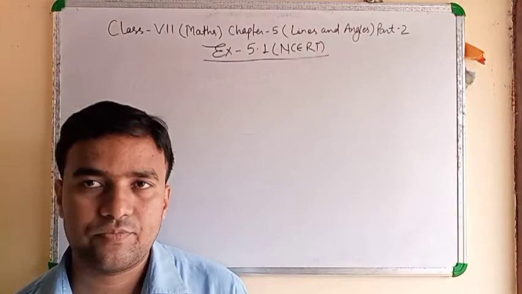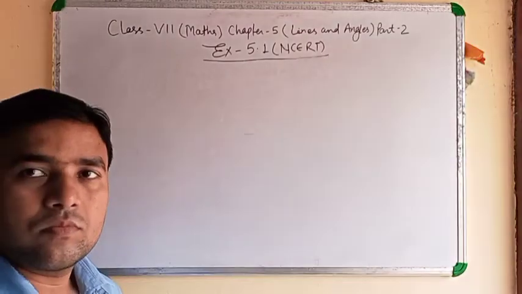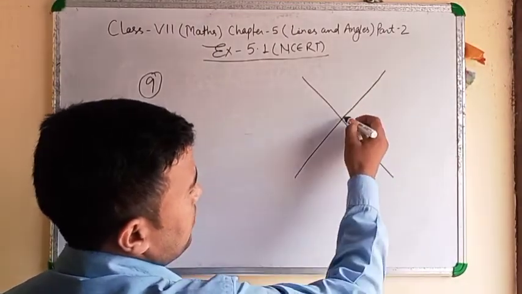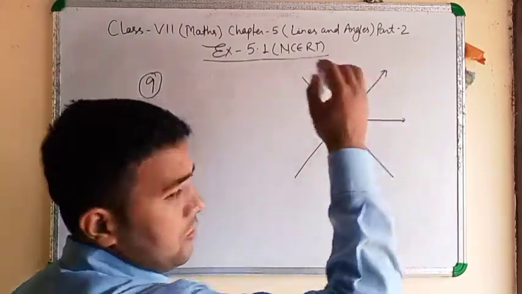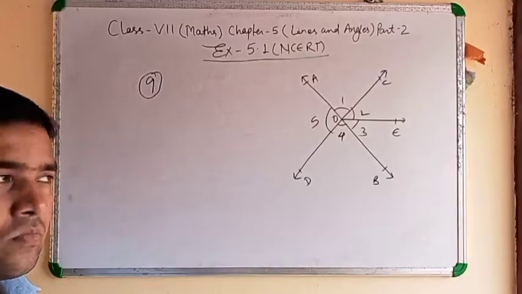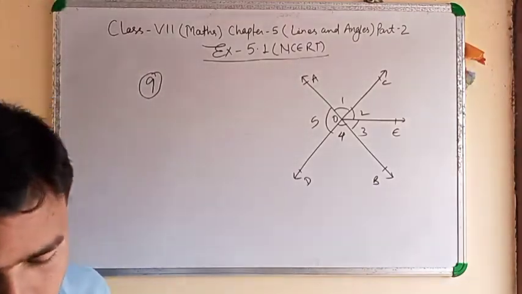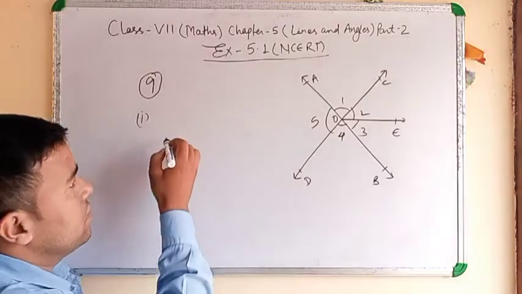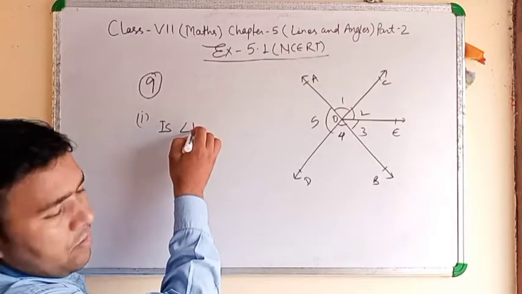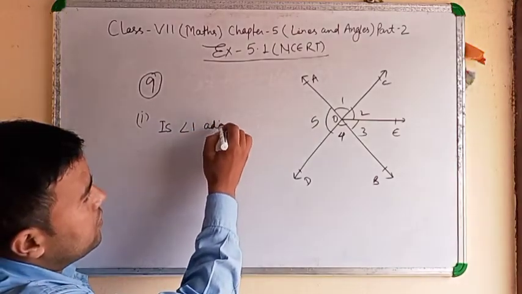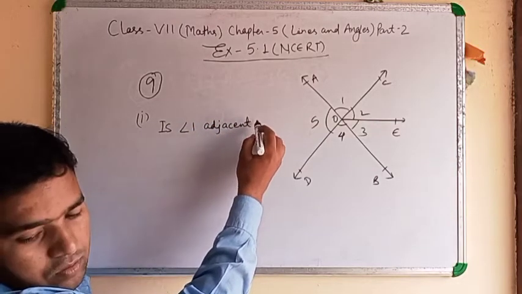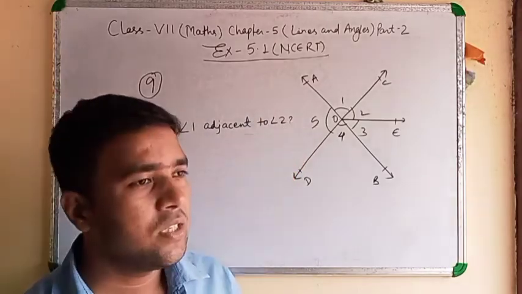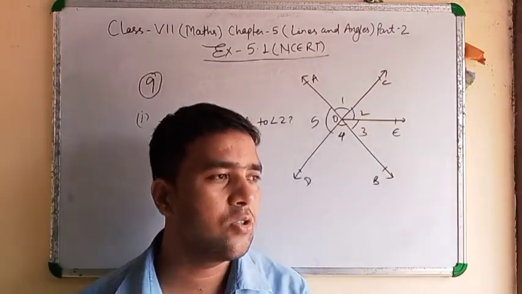Question number 9. It is a figure. It is the figure of question number 9. There are 6 parts. The first part is asking, is angle 1 adjacent to angle 2? Clear? Question is, is angle 1 adjacent to angle 2?